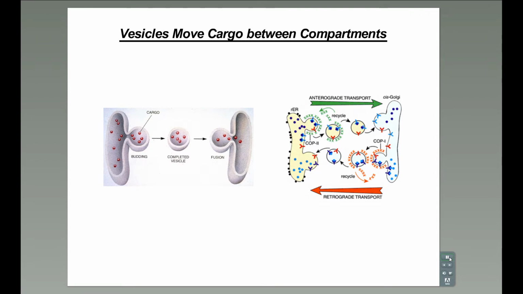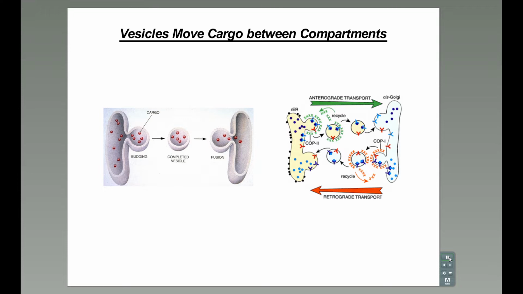Water-soluble proteins in the cell are moved from compartment to compartment via vesicles. Vesicles are formed by budding, where a part of the membrane blebs off and then eventually pinches off to form a completed vesicle, shown in the middle on the left panel there. That vesicle now can traffic or flow to another compartment where it can interact with and eventually fuse, spewing out the cargo into the second compartment.